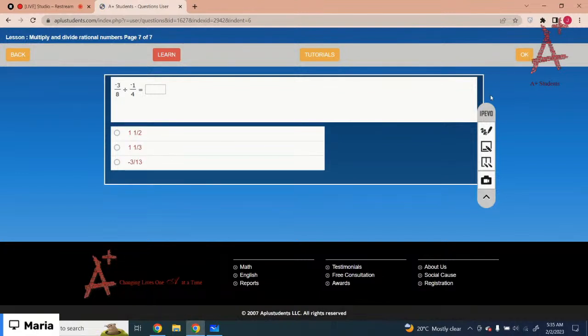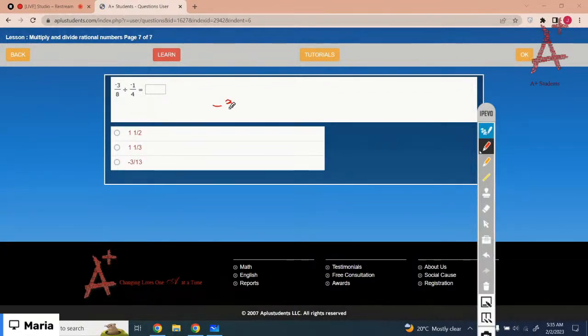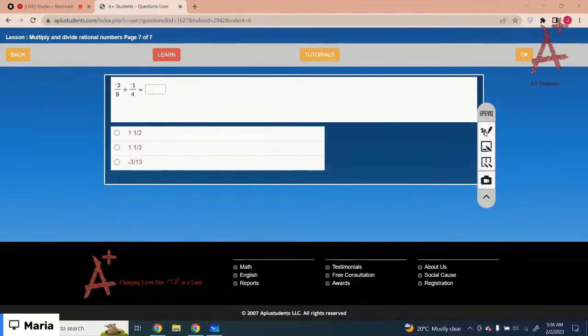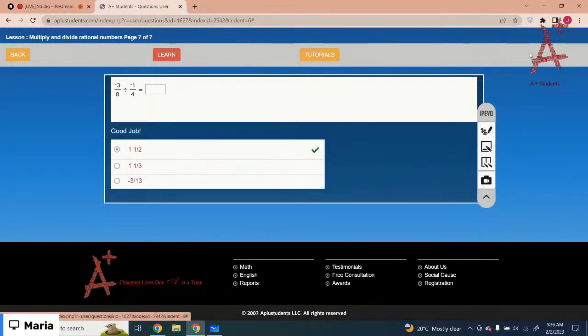The next one is negative 3 over 8 divided by 1 over 4. So just replace the division sign with multiplication. It would be 4 over 1. Got it? So we have a common factor 4. It would be negative 3 and 4 times 2 is 8. So it would be negative 3 over 2. Got it? So when you divide them, it would be 2 times 1 is 2 and here you have 1, negative 1 whole 1 over 2. Oh, both the numbers are negative, so the product must be positive. Got it? So it would be 1 whole 1 over 2. So option number 1 is the correct option. Just select the correct option and click on the OK button.